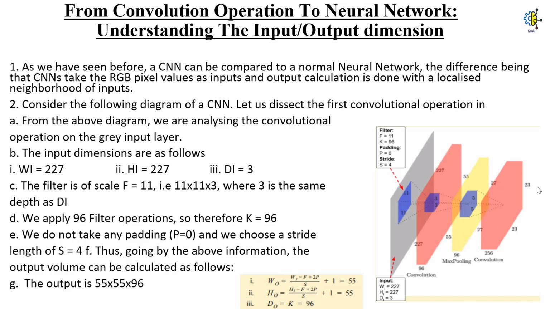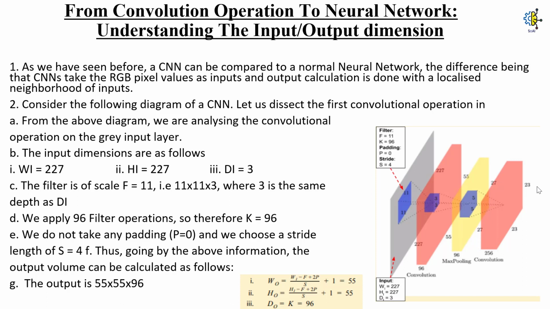We are analyzing the convolutional operation on the input layer. The input dimensions are as follows. Wi is 227, Hi is also 227, and Di is 3. The filter is of size F, which is 11, that is 11 cross 11 cross 3, where 3 is the same depth as Di. We apply 96 filter operations, so K becomes 96.